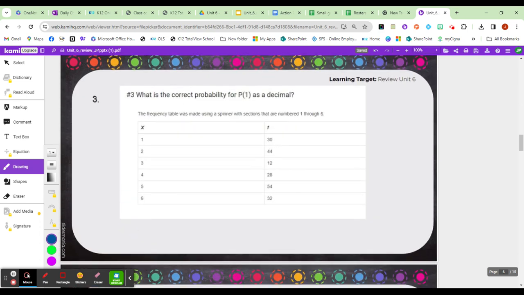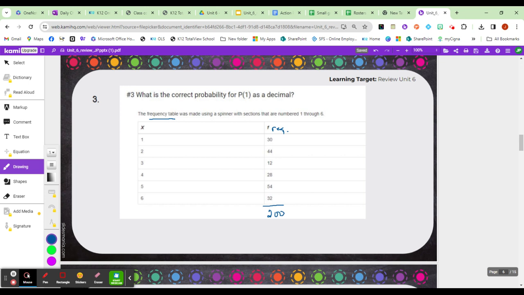Number 3, what is the probability for P of 1 as a decimal? It says the frequency table was made. Okay, this is a frequency table. So if you're not careful here, you're going to forget that these are frequencies. So we have to add all these up to get our total. So I think our total adds up to be 200. Let me double check that.